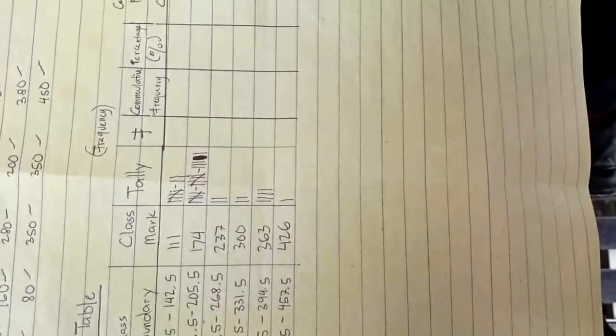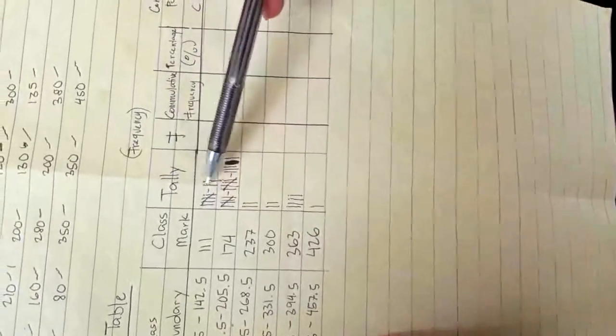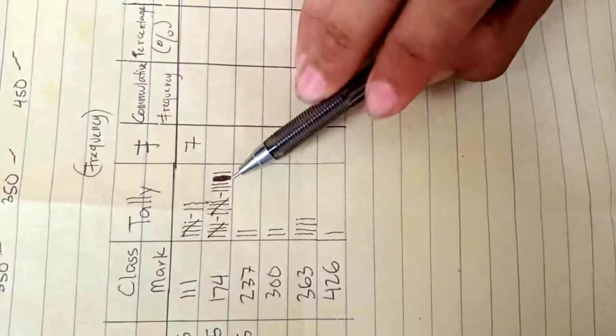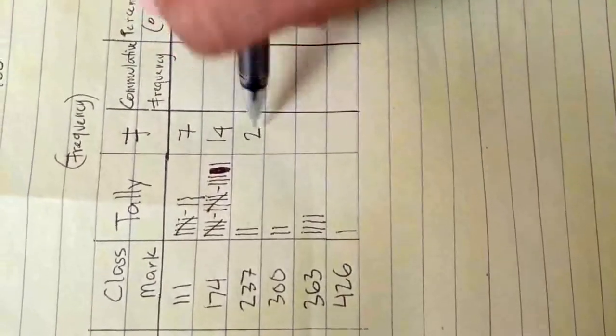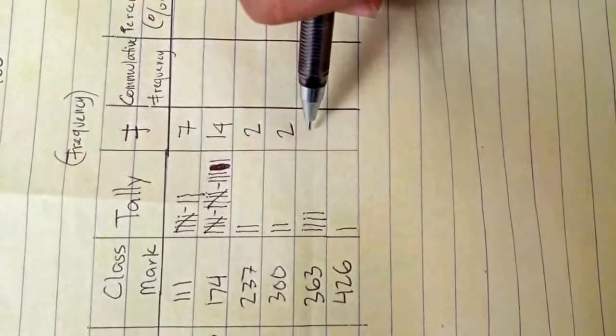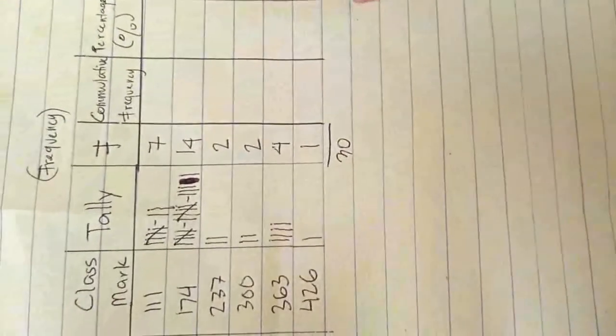So, by getting the frequency, we need to count the number of the tally. In the first row, 1, 2, 3, 4, 5, 6, 7. So, 7. And then the second row, 14. Third row is 2, and then 2. Then fifth row is 4. Then the last row is 1. So, the total is 30.